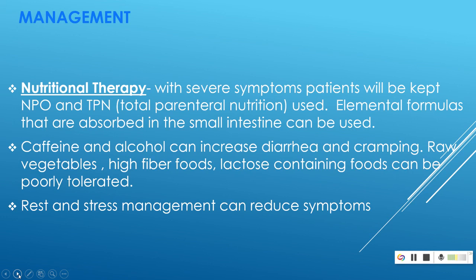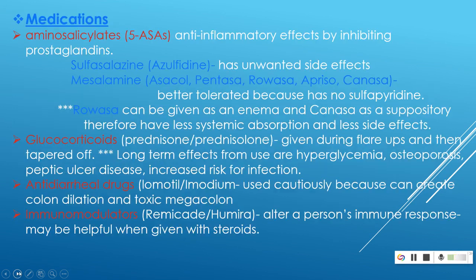Caffeine and alcohol can increase diarrhea and cramping. Raw vegetables, high fiber foods, and lactose containing foods like milk can be poorly tolerated, because those are not all going to finish in the small intestine. It's going to go all the way through the colon, and we don't want to use the colon at this time. Rest and stress management can reduce some of the symptoms.